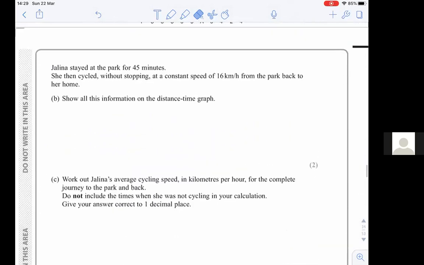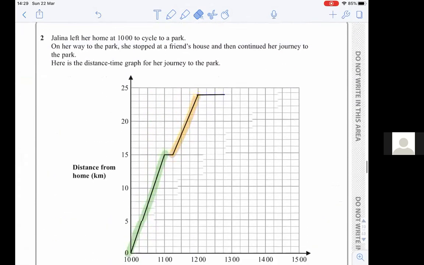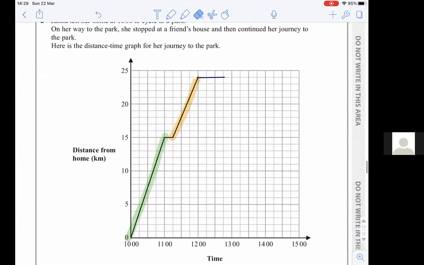And then she cycled home without stopping at a constant speed of 16 kilometers per hour from the park back to her home. So if she's traveling at 16 kilometers per hour, for every 1 hour, so for every 4 squares she goes across, she's going to go 16 down. So that means for every 1 she goes across, she's going to go 4 down. So let's just draw this line in.